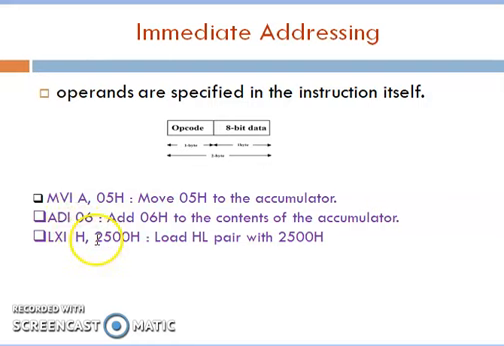Then LXI H, 2500H. In this case, this 2500 is the address, or sometimes it can be data also. Anyway, since this is loaded into a register pair, it has 2 bytes of data.